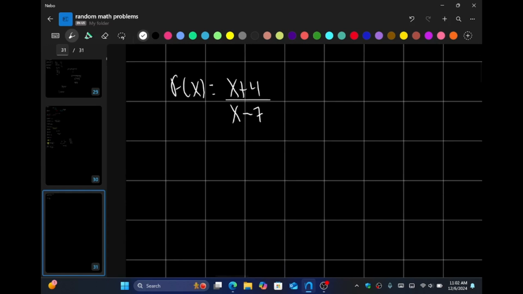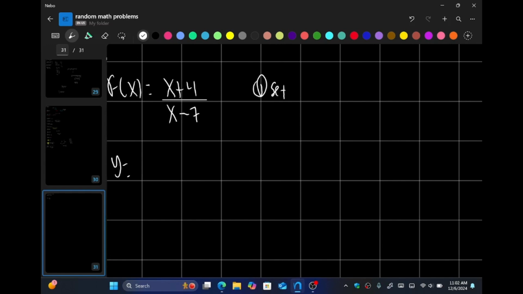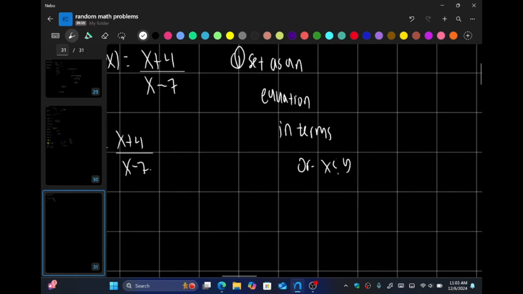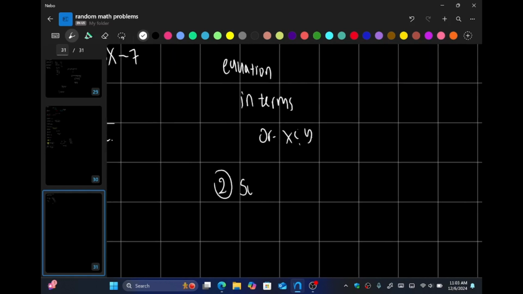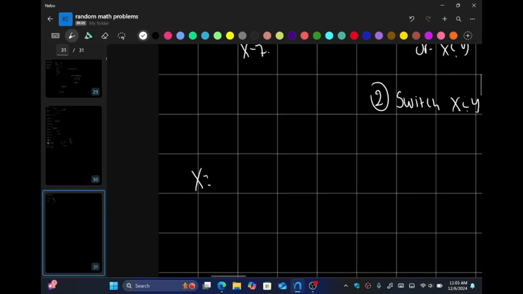The first thing you always want to do is put it in terms of x and y. So set it as an equation in terms of x and y. So y equals x plus 4 over x minus 7. And then number 2, we want to switch x and y. So in this case, we're going to say x equals y plus 4 over y minus 7, right?